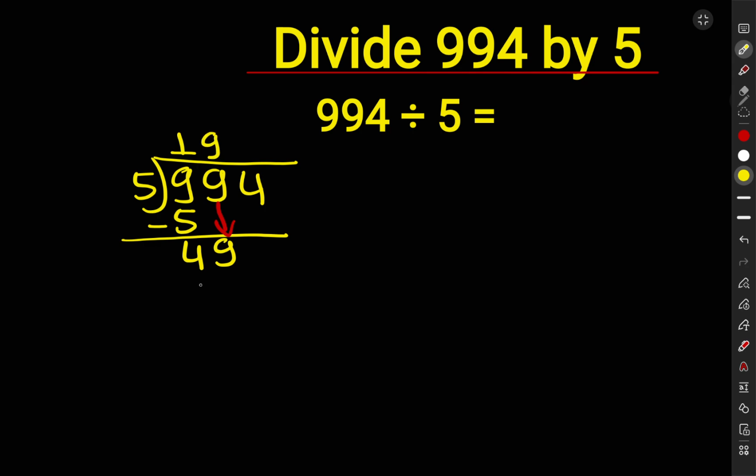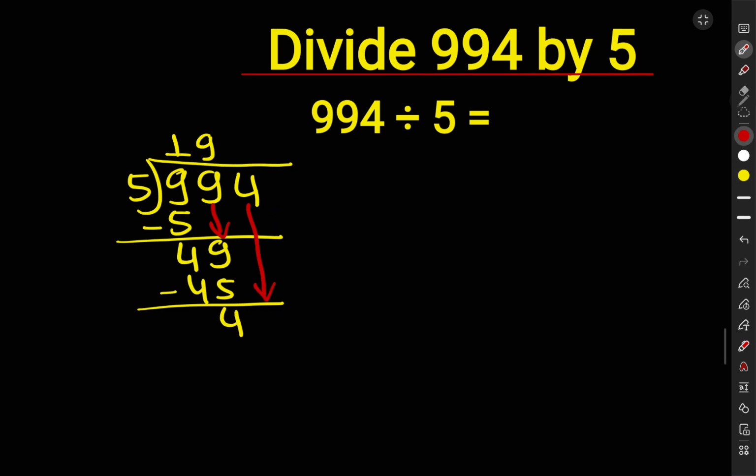5 times 9 is 45. On subtracting we get 4. So again we put down this 4 and it is 44. 5 times 8 is 40. On subtracting we get 4.